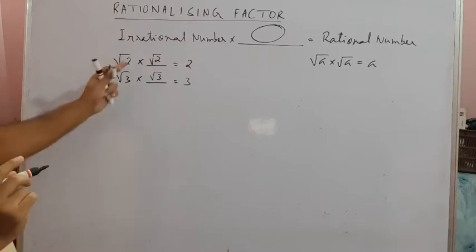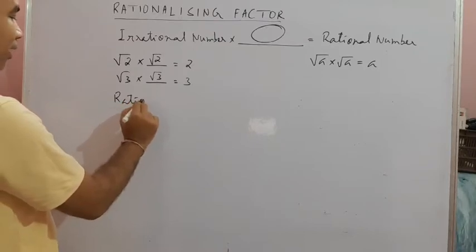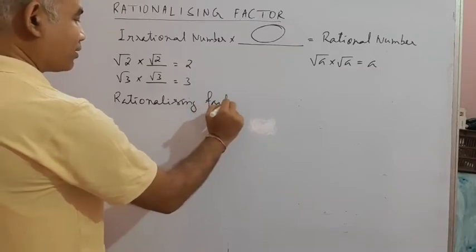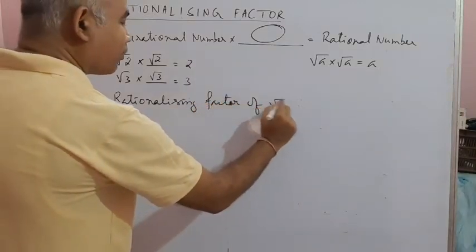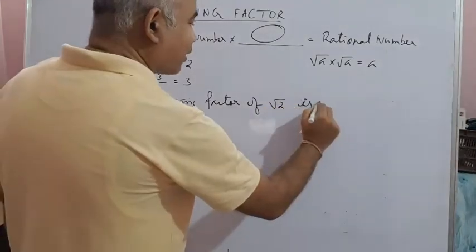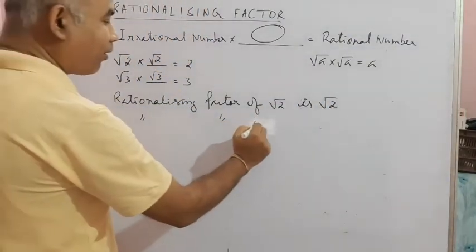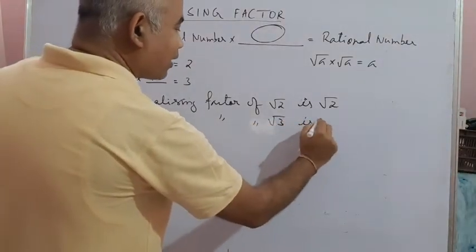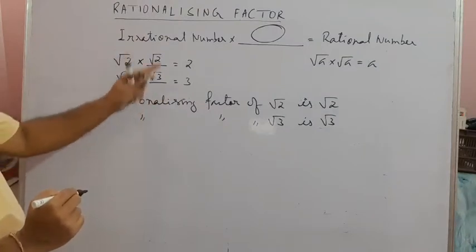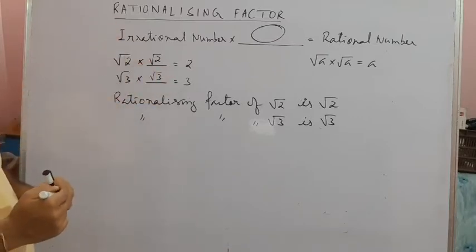From these two examples, if I am asked what is the rationalizing factor of root over 2, my answer is root over 2. The rationalizing factor of root over 3 is root over 3. Because when you multiply root over 2 by root over 2, the answer is 2, which is rational, and with root over 3 times root over 3, the answer is 3, which is rational.